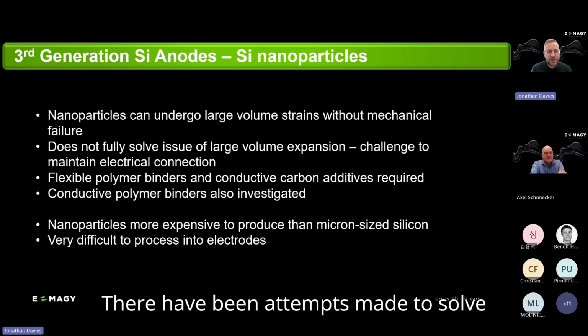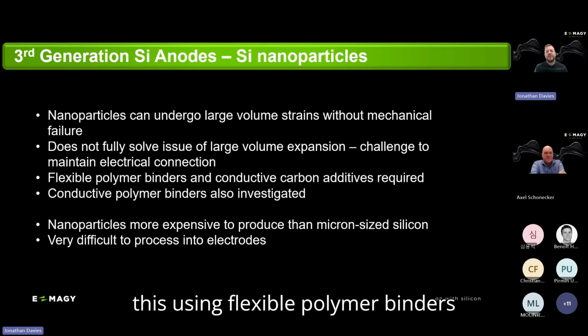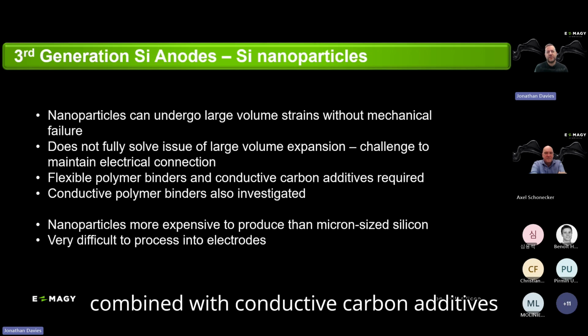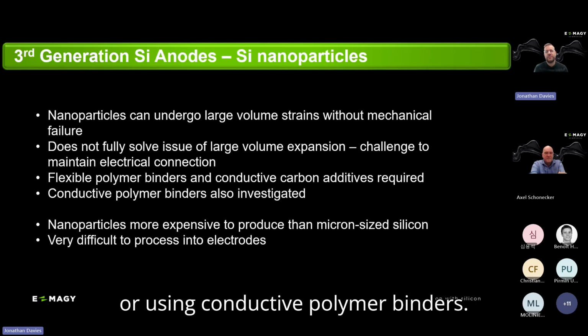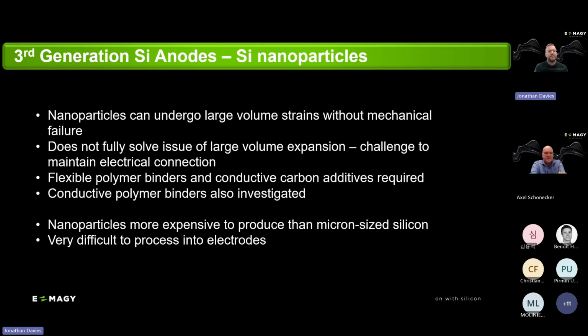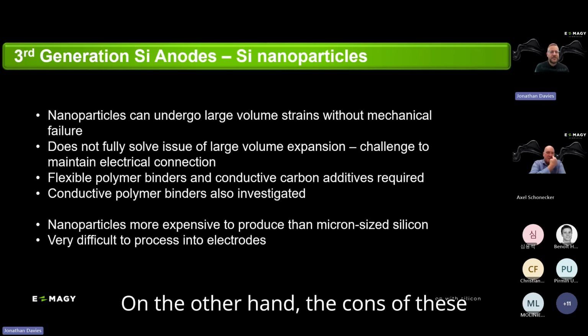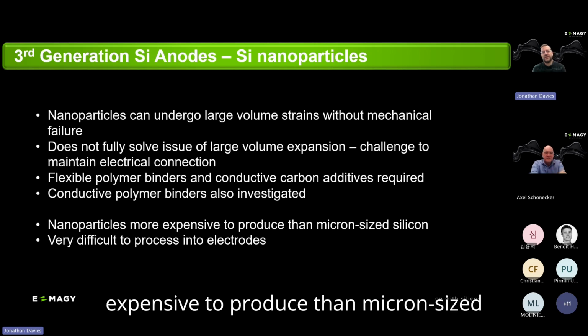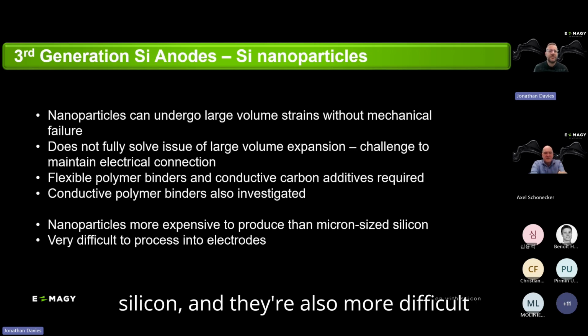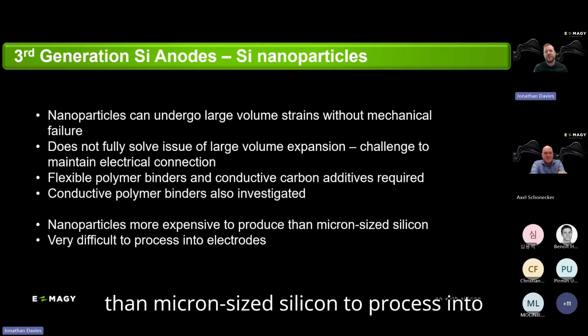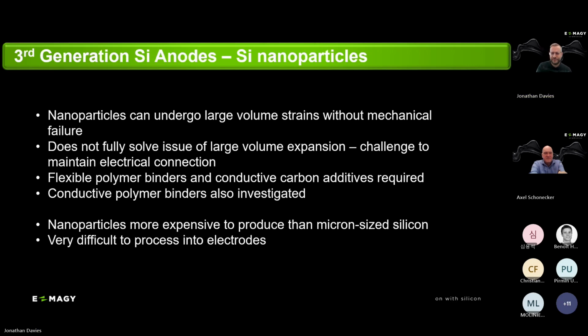There have been attempts made to solve this using flexible polymer binders combined with conductive carbon additives, or using conductive polymer binders. On the other hand, the cons of these systems are that nanoparticles are more expensive to produce than micron-sized silicon, and they're also more difficult than micron-sized silicon to process into electrodes.